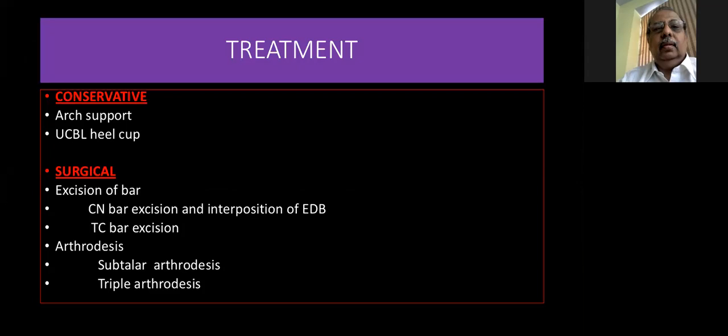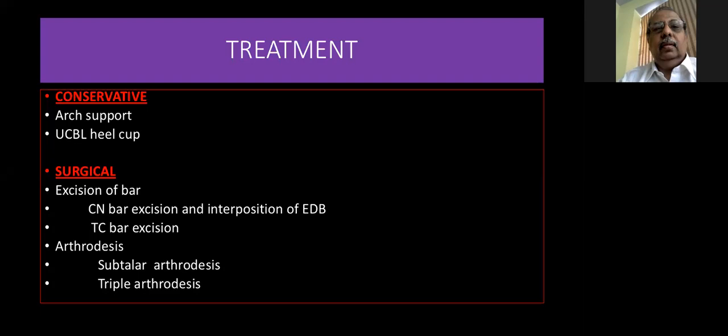Now, coming to the treatment, I will not go into the details. You can give arch support or this UCBL heel cup, Helfet's heel cup. So many heel cups are available. In the case of tarsal coalition, you excise the bar, calcaneonavicular bar, interposition with extensor digitorum brevis.